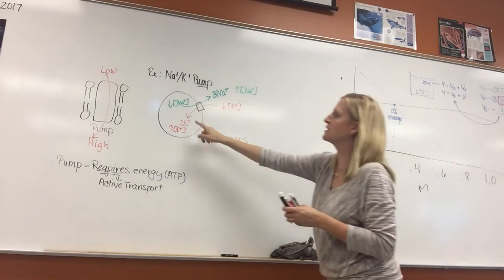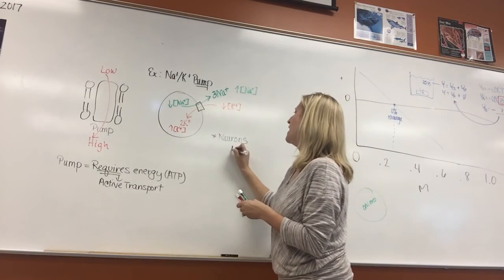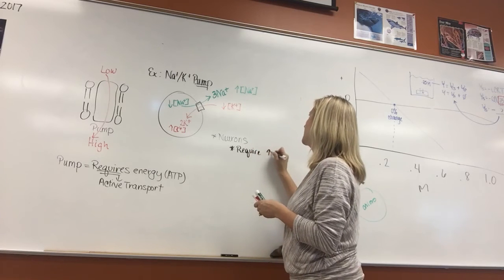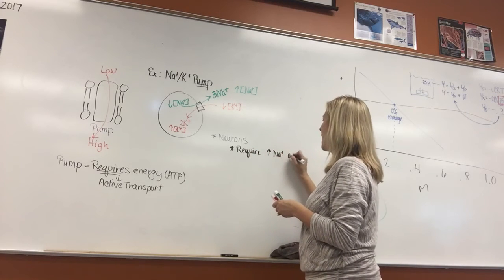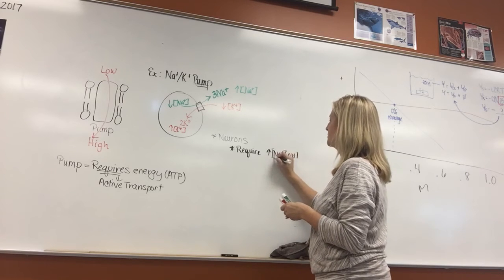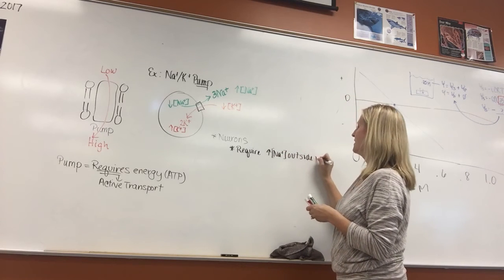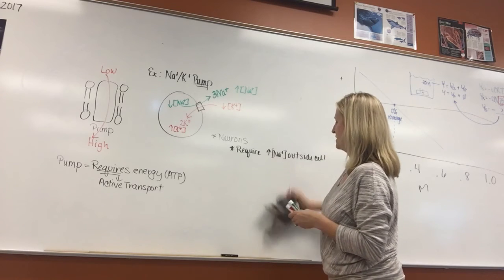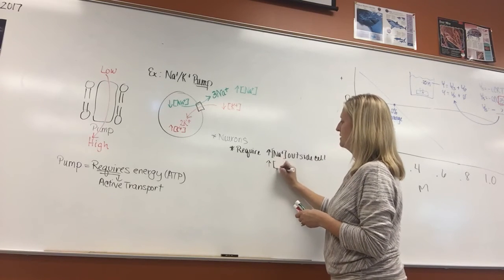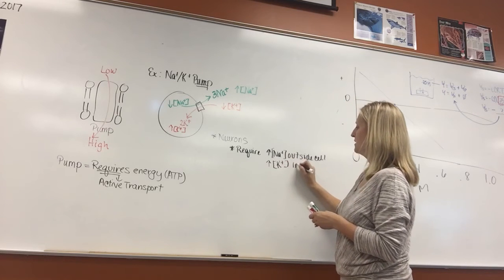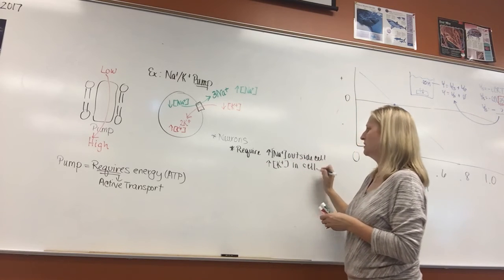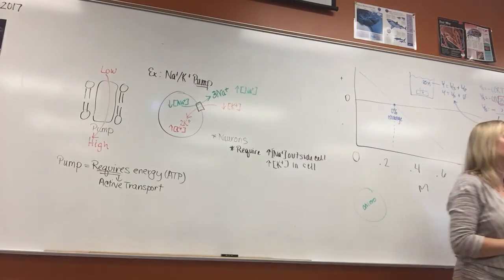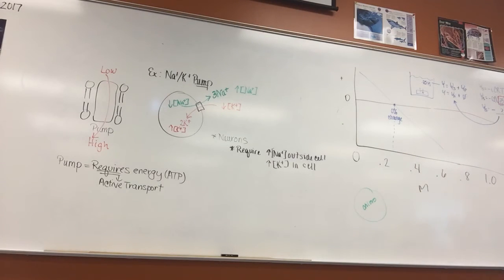So the neurons, this is important, they require a high sodium concentration outside the cell, and let's do high potassium inside. And so it's worth it for the cell to expend energy to do that, so that the neuron can continue to function.